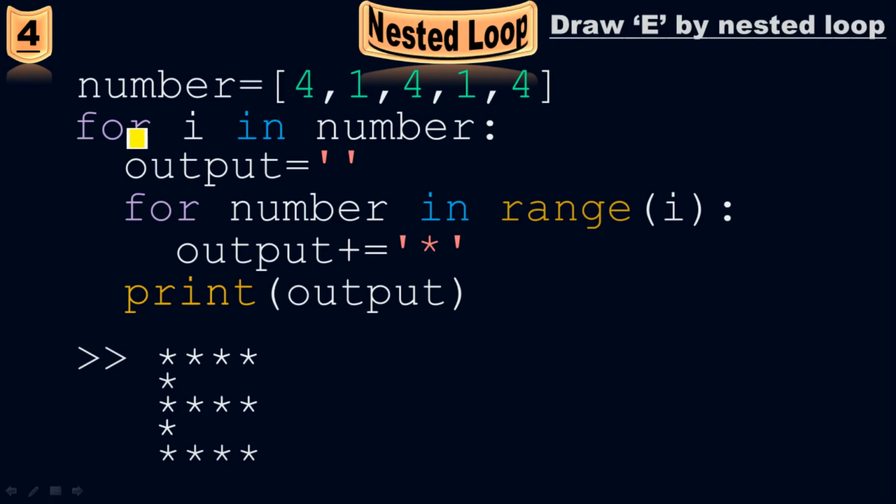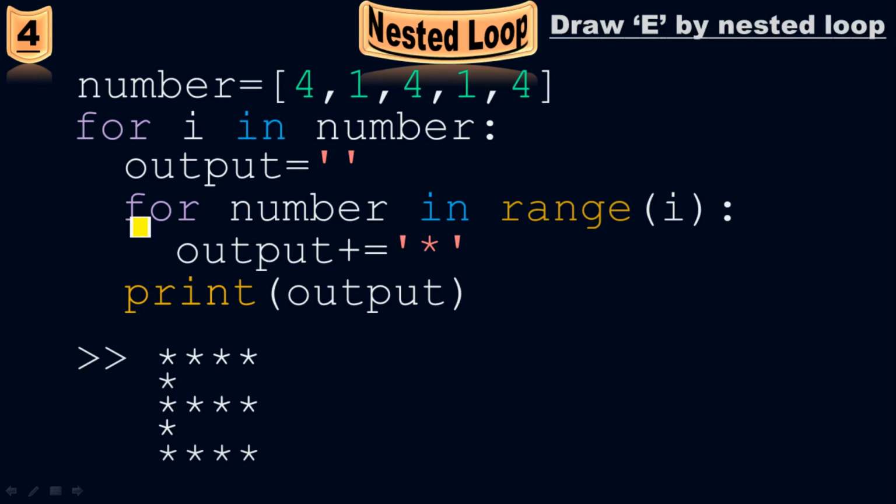And then the outer loop iterates over the third item, which is 4 in the number. Then the inner loop activates. The inner loop starts iteration of the number in the range of I. At this point, I is 4 again. So we'll see 4 asterisks here. If you put 1 here, like output plus equals to 1, you will see the numbers like 4, 1, 4, 1, 4. But since we put asterisks instead of 1, therefore we will see asterisks all the way in the output. Again, the for loop iterates over the fourth item, which is 1.